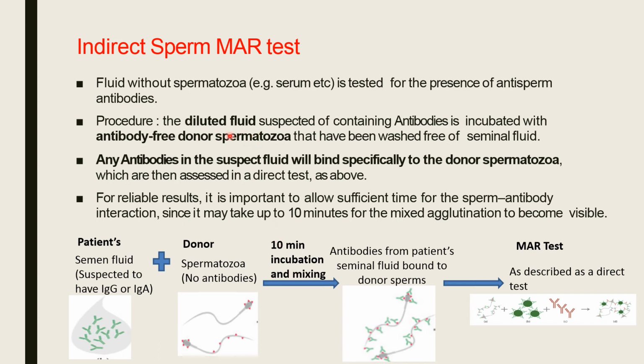So we take semen from another person, from a donor, and we wash its serum away, and we get only the spermatozoa that are not bound with antibodies. The semen of the patient and the spermatozoa from the donor are reacted, incubated together. If the serum or fluid of the patient has antibodies, then these antibodies would bind with the spermatozoa of the donors, and then we'll repeat the previous procedure of the MAR test to detect the antibodies.